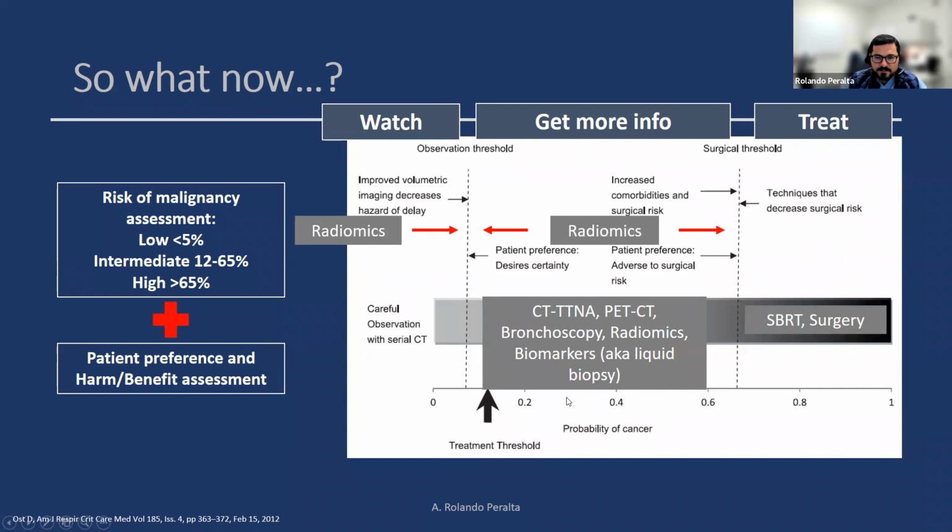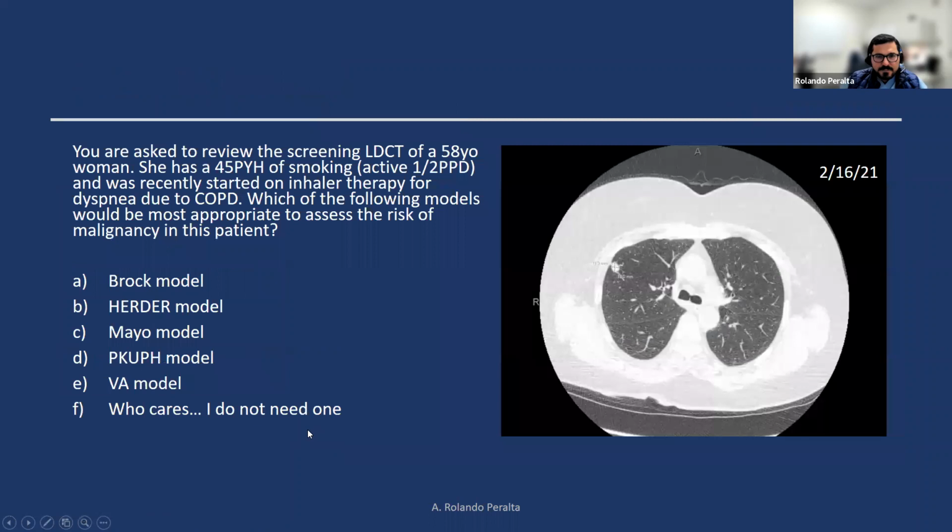Okay. All right. So to close up, I'm going to present just a case and figure out what I think should be done. Normally I would ask a show of hands, and unfortunately we can't do that. So after reading the question, I'm just going to give a few seconds for people to internally figure out what they would answer. So you were asked to review a screening low-dose CT for a 58-year-old lady.